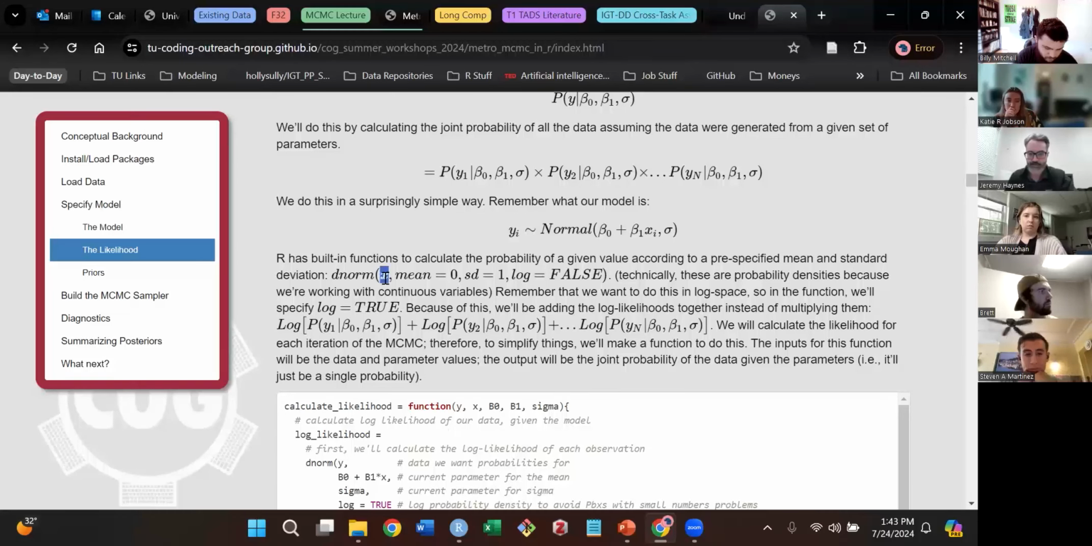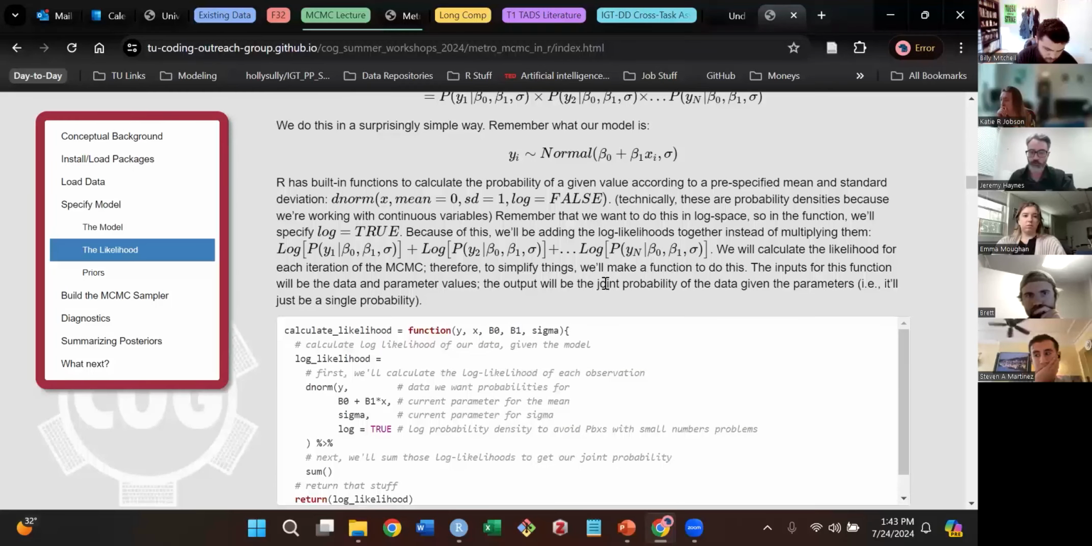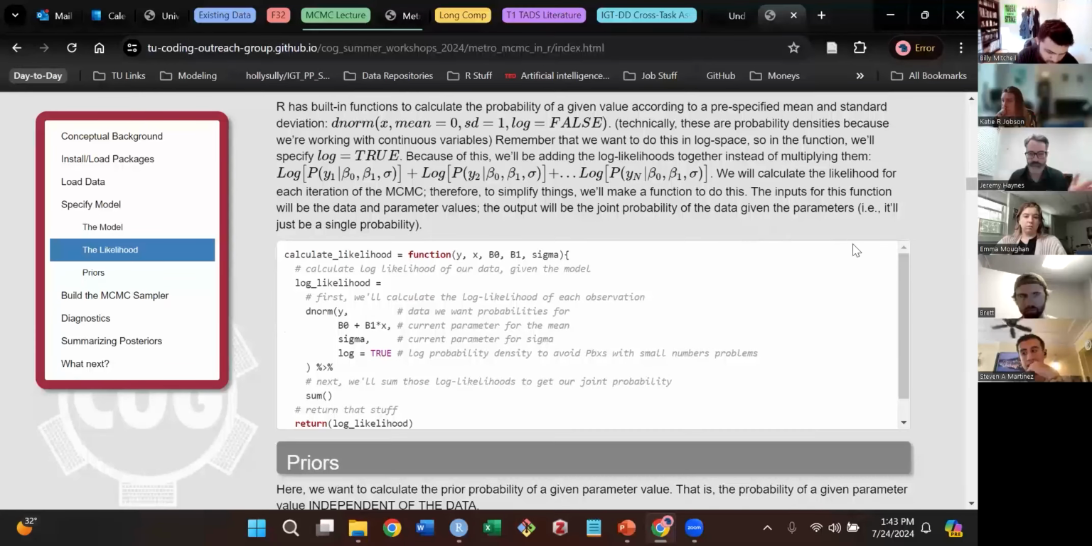Dnorm takes x. X is actually going to be our y. So this is our observation. This is what we want probabilities for, according to some mean and standard deviation. The default in dnorm is log equals false. We're going to change that to log equals true. And you'll notice that what that does is now we need to sum our log probabilities. We're not going to multiply them anymore. And you'll see this in the code.